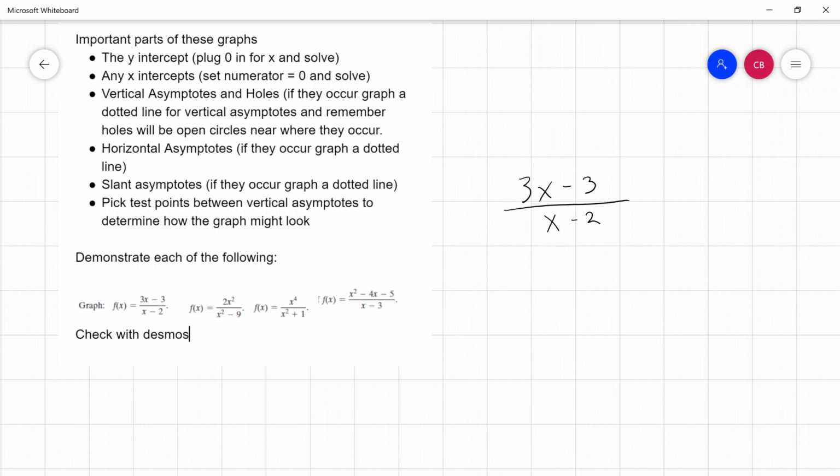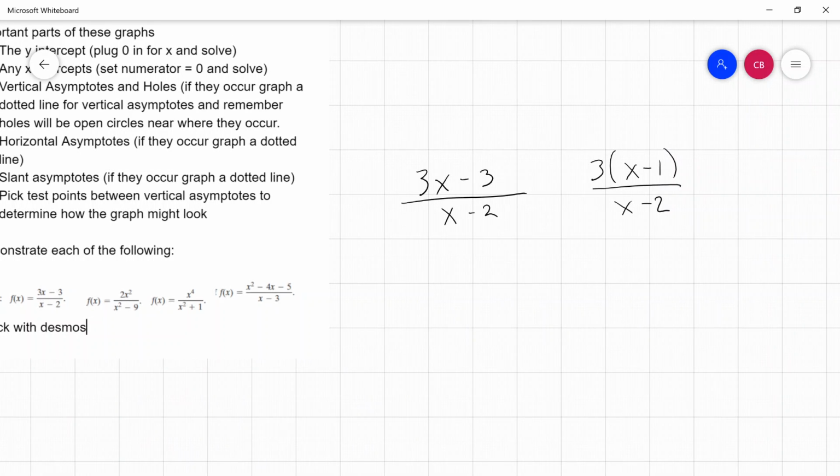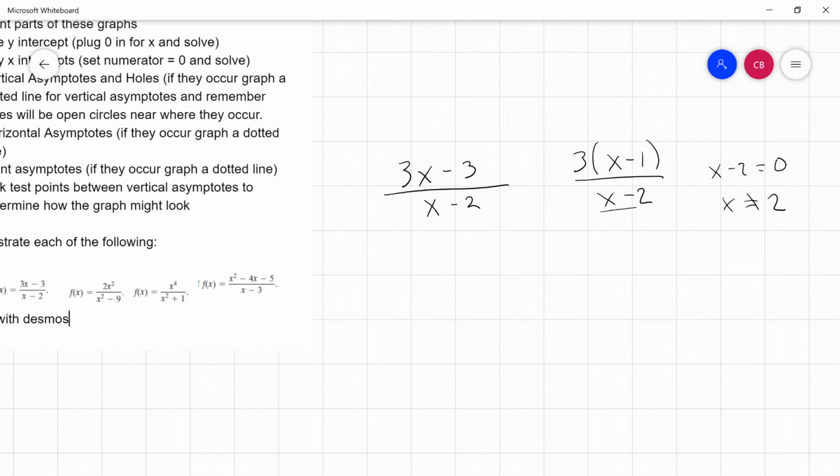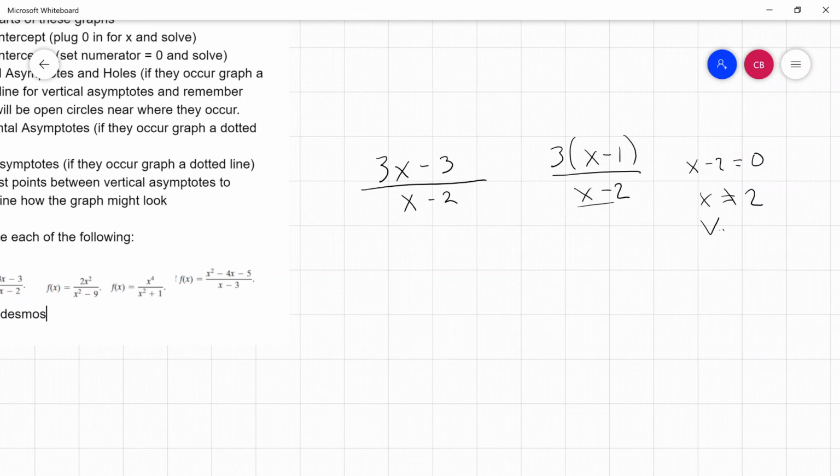I'm going to factor this. This is 3 times x minus 1 over x minus 2. Okay, now let's figure out a couple things. Let's figure out the domain. Well, I can see right away that x minus 2 is equal to 0 gives me x is not equal to 2 because if it's 2, this bottom part is 0. Okay, so there's an asymptote. This is a vertical asymptote at x is equal to 2.